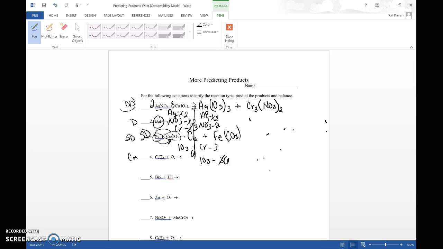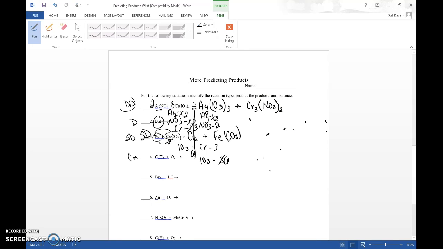Alright, it's kind of messy here, but upon balancing it, we started off with 1 silver, 2 nitrates. Then chromium: there's 1 on the reactant side, 3 on the product side. Iodate: there were 2 on the reactant side and 3 on the product side. So when we balance it out, what we finally get is 2 silver nitrates plus 3 chromium iodates yields 2 silver iodates plus chromium nitrate.